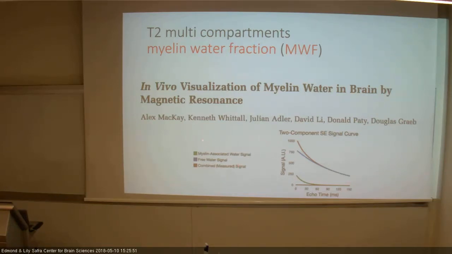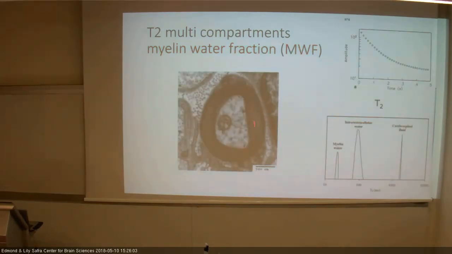And they noticed that the faster one can be related to water that is stuck between the layers of myelin along the axon. So we have an image here. If this is an axon, a cross-section inside an axon, and there is a membrane here, another membrane, you know how myelin works, right? There are layers of membrane. There is water in here, and the relaxation is super fast. The fraction of that can be related to the fast exponent. So this T2 is built from three different exponents, and one of them is called the myelin water fraction.